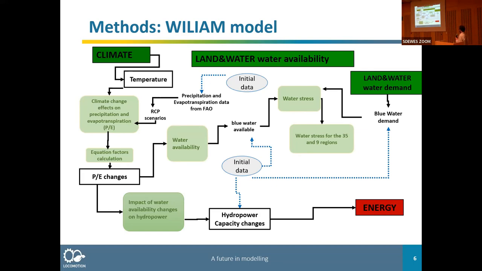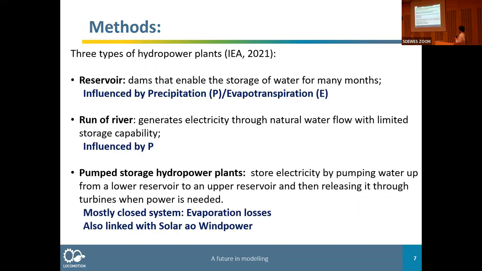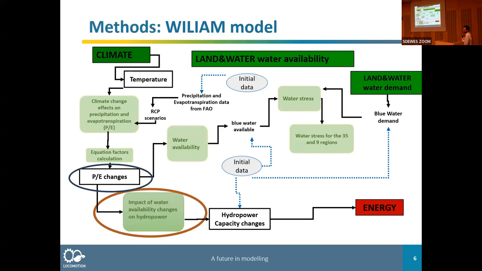So the precipitation and evapotranspiration changes influence the water availability, which will compute the water stress, again with blue water demand. So we computed water stress for the 35 and 9 regions. After that, we computed the impact of water availability changes on hydropower, and therefore the hydropower capacity can change in the future, and that is the link with the energy submodel.